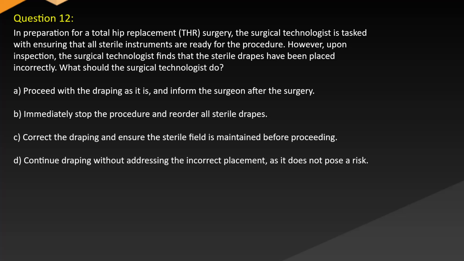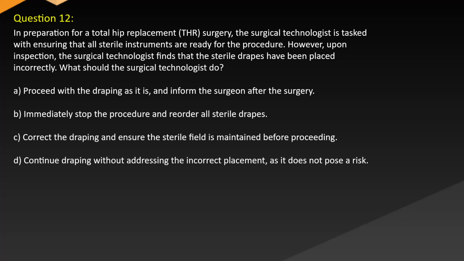Question 12. In preparation for a total hip replacement (THR) surgery, the surgical technologist is tasked with ensuring that all sterile instruments are ready for the procedure. However, upon inspection, the surgical technologist finds that the sterile drapes have been placed incorrectly. What should the surgical technologist do?